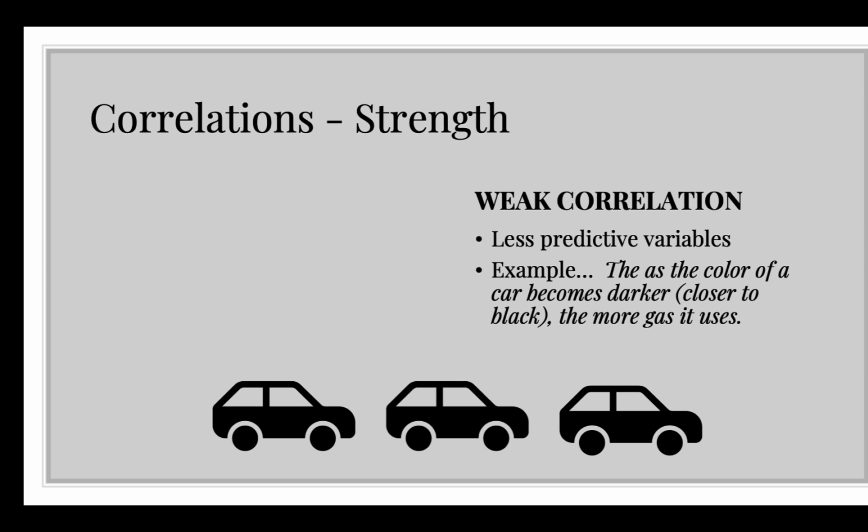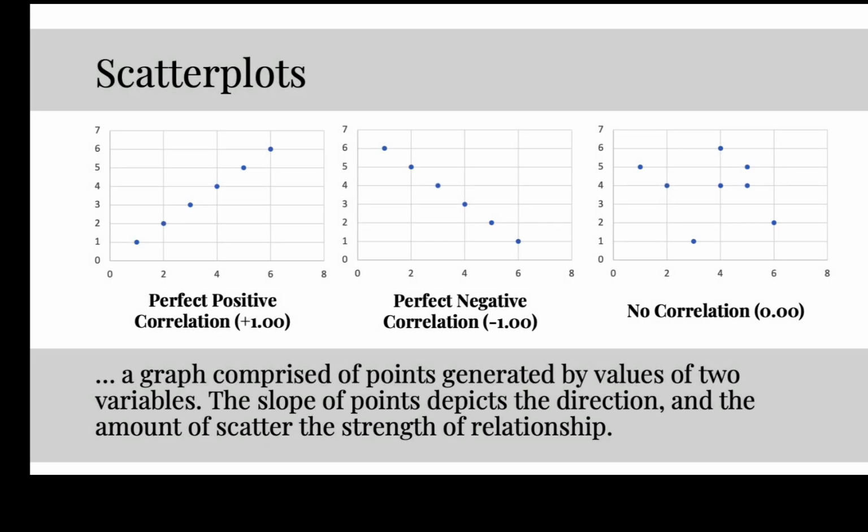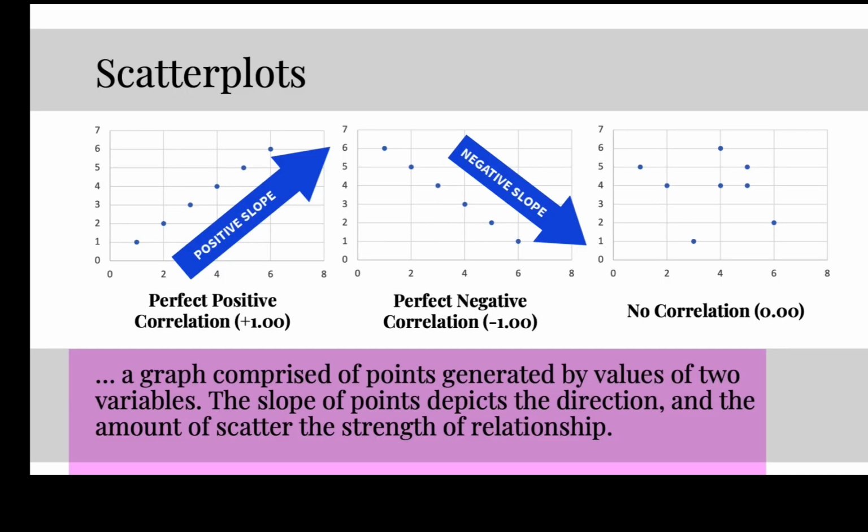All right, so let's take a look at the next thing, which is called scatter plots. Scatter plots are a graph that comprise points generated by the values of two different variables. A scatter plot is a graphic representation of a correlation. I want you to write that down. If you need to pause and rewind, go ahead and do that. A scatter plot is a graphic representation of a correlation of two variables. So it's a correlation on a graph. That's all.